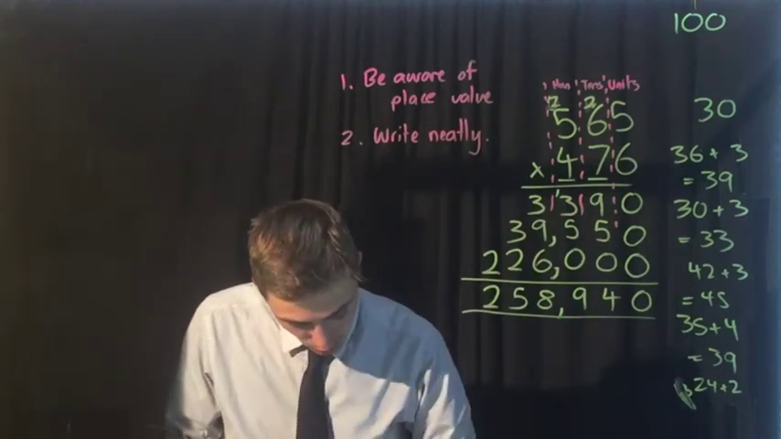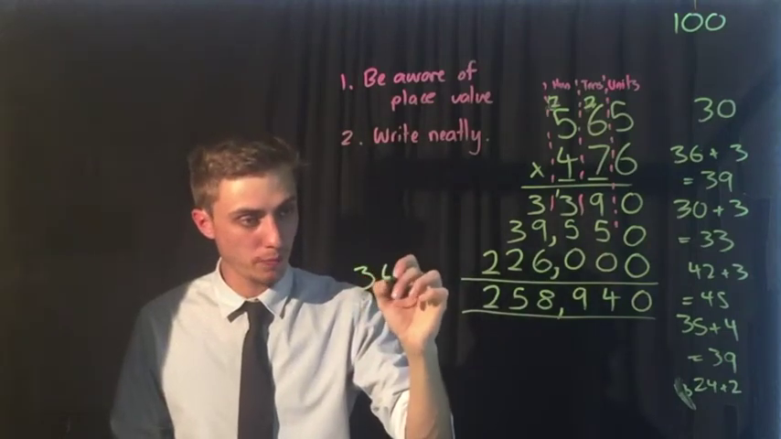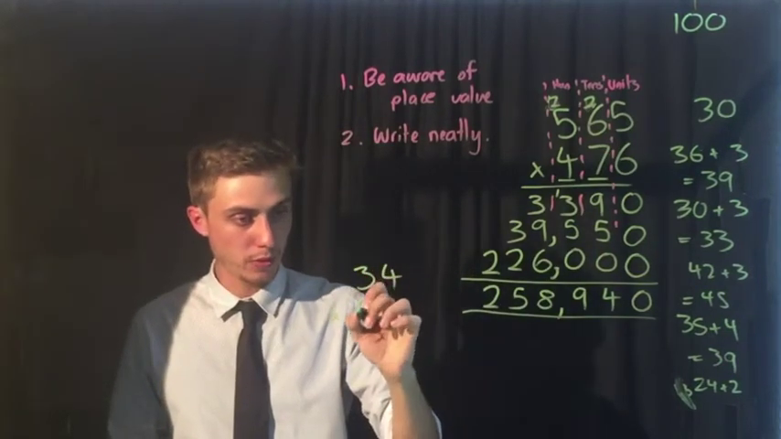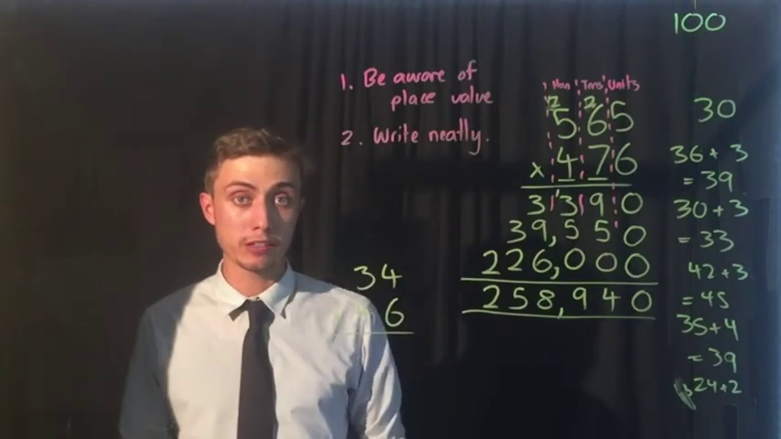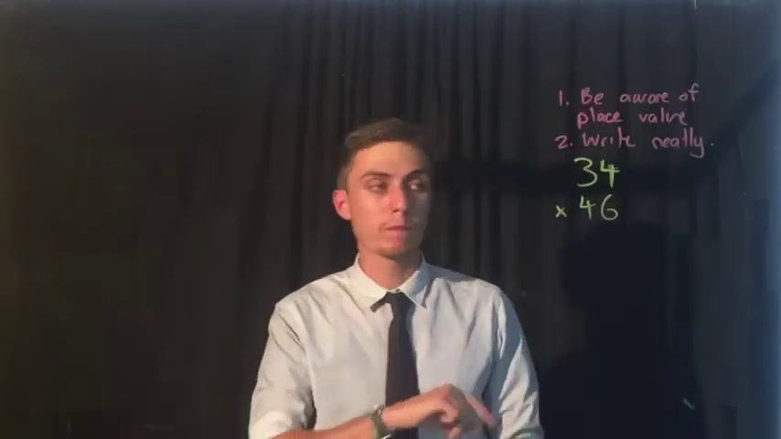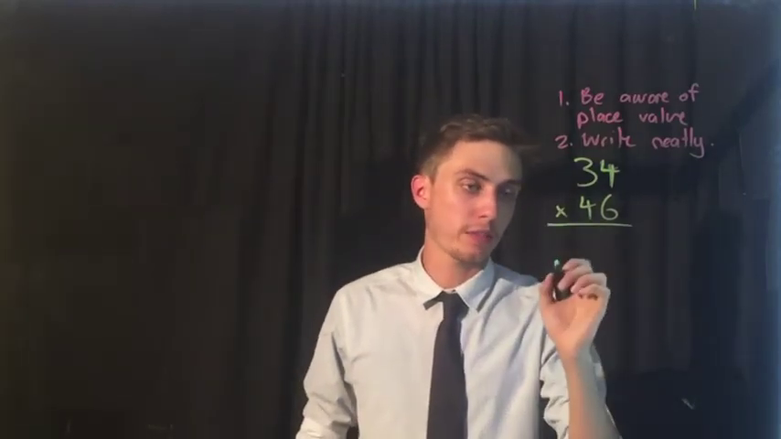So, I'm going to give you one now for you to work out on your own. Why don't you have a go doing 34 times by 46. Pause me now, have a go, and I'll be back in a second. Okay, by now you've worked out your solution. Let me have a go with you.